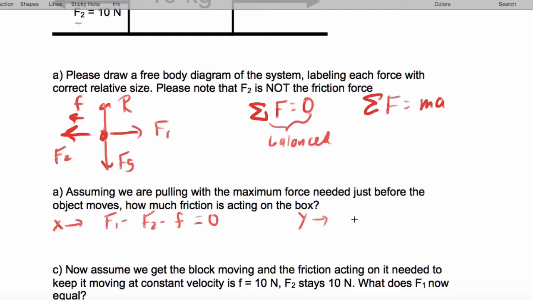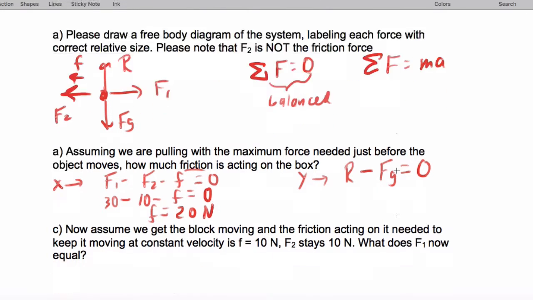And then in the y direction, we have the normal reaction force pointing up. We have the weight pointing down, and they cancel vertically, again, because we have no vertical movement either. Now to actually solve this question, let's just plug in numbers. So I have 30 minus 10 minus F equals 0. So I can obtain the friction force just from this math here, and I get a 20 Newton friction force acting on the block.